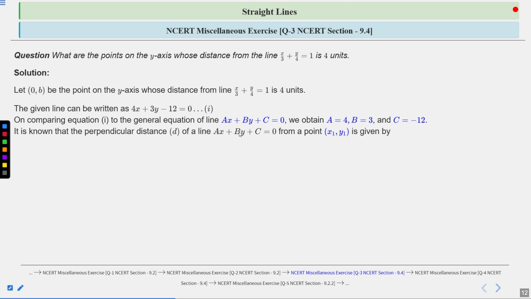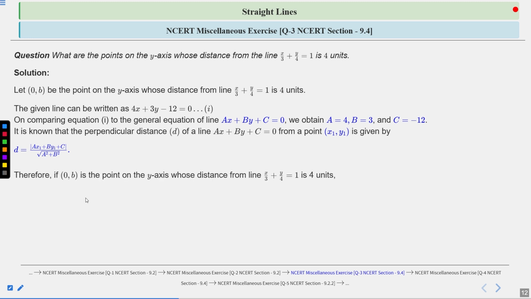It is known that the perpendicular distance of a line ax plus by plus c equal to 0 from a point (x1, y1) is given by d equal to modulus of ax1 plus by1 plus c divided by square root of a square plus b square. Okay, so note this formula.